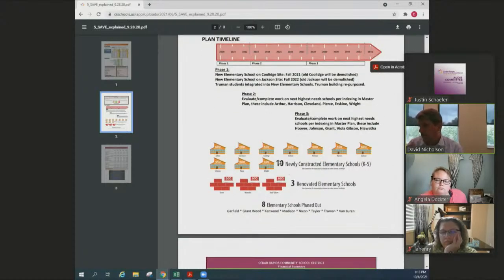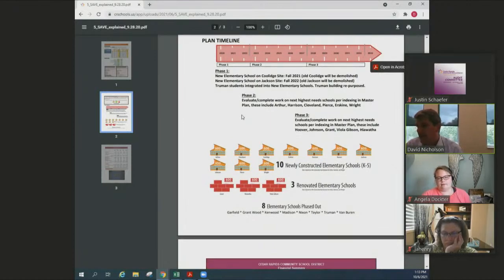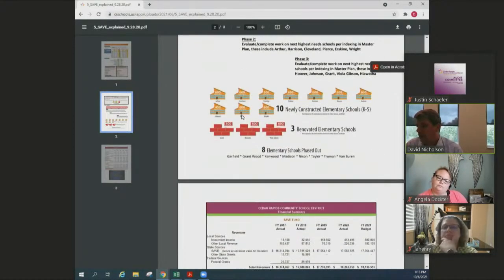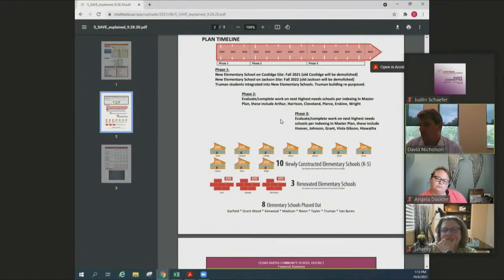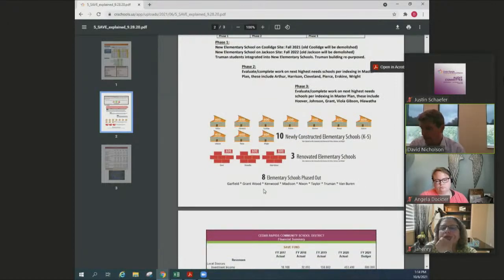This is a 10 to 20-year plan that it will take us to fully implement, and it all is going to be predicated on our funding and our ability to move the plan forward using our SAVE dollars and borrowing capacity, and that we meet our borrowing requirements, so we make sure we have the funds available to make our payments.